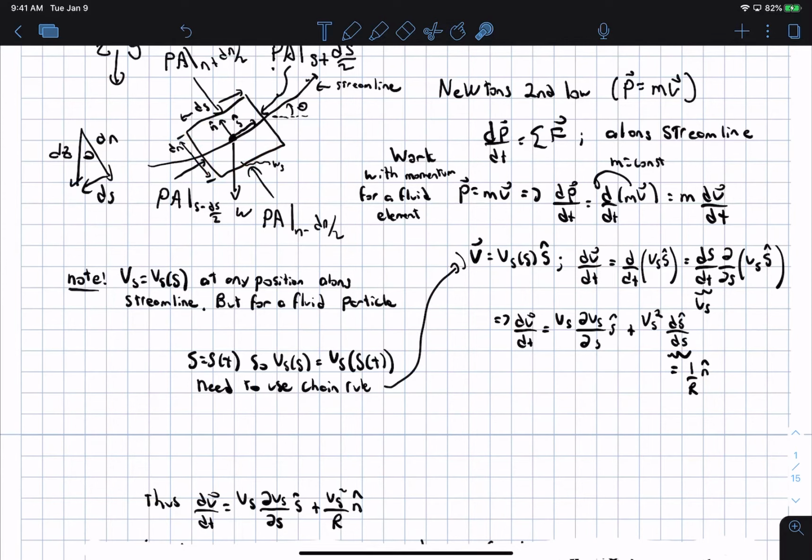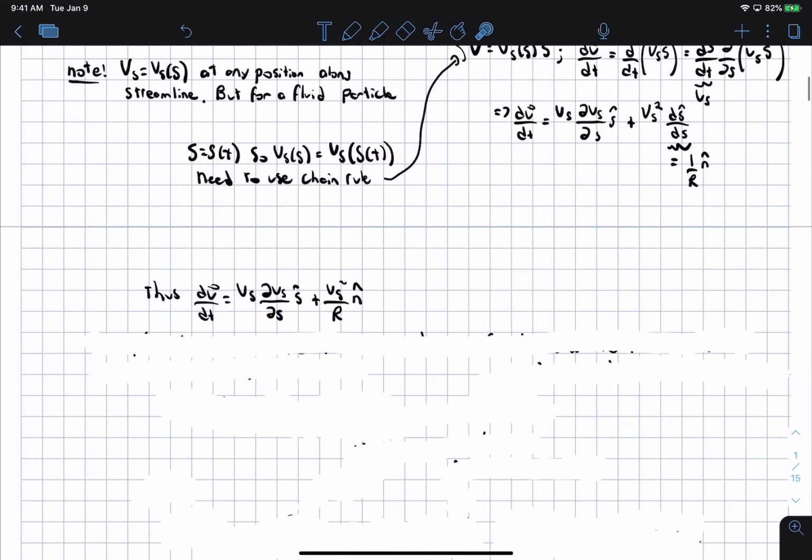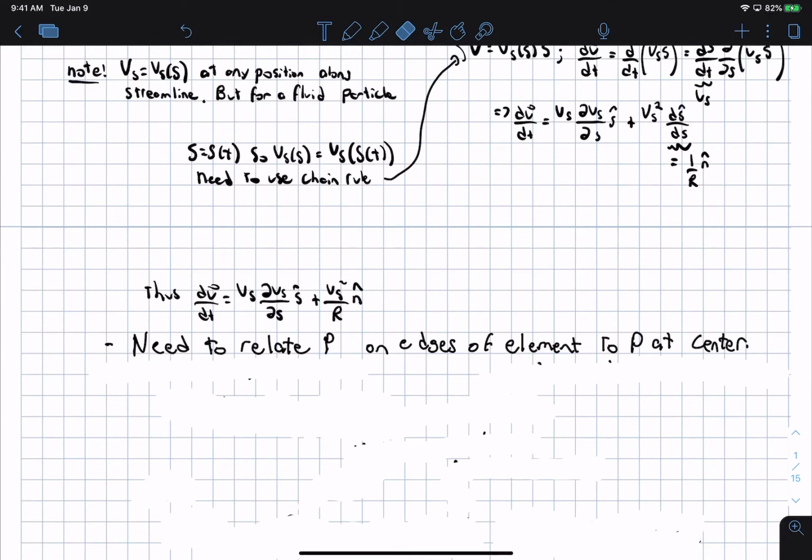So because they're not at the same location, we can't just sum the pressure forces, because we'd have some P1 here, a P2 here, a P3 here, and a P4 here, and a pressure at the center of it. So how do we relate those? Well, we need to relate those to the pressure at the center. And unfortunately, we're going to have to use your favorite series, and that is the Taylor series.